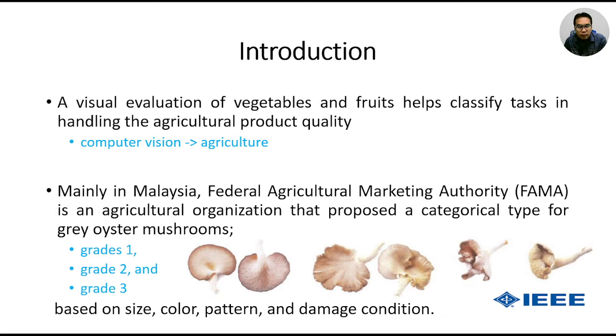It's an agricultural organization that proposes categorical types for grey oyster by proposing one standard, MS 2020 and 2012, and in that particular standard of grey oyster mushroom, we have three categories, whereby this is category number 1, category number 2, and this one is category number 3. All these categories of grey oyster mushroom are dedicated to the sizes, colors, patterns, and damage condition. So we can see over here.